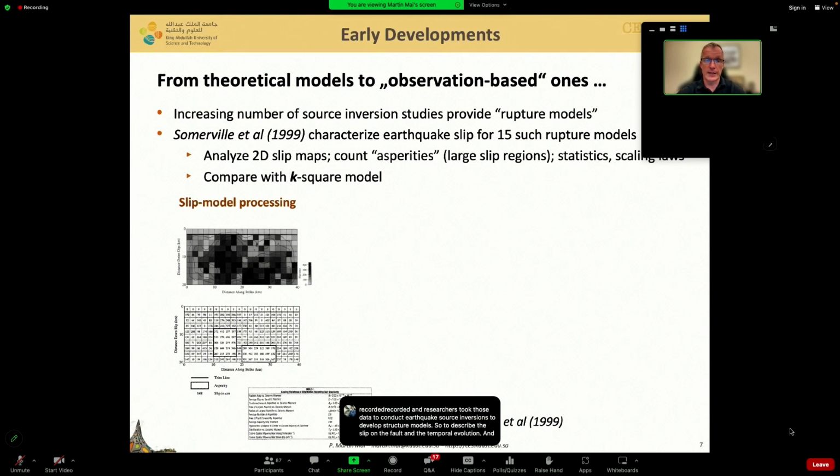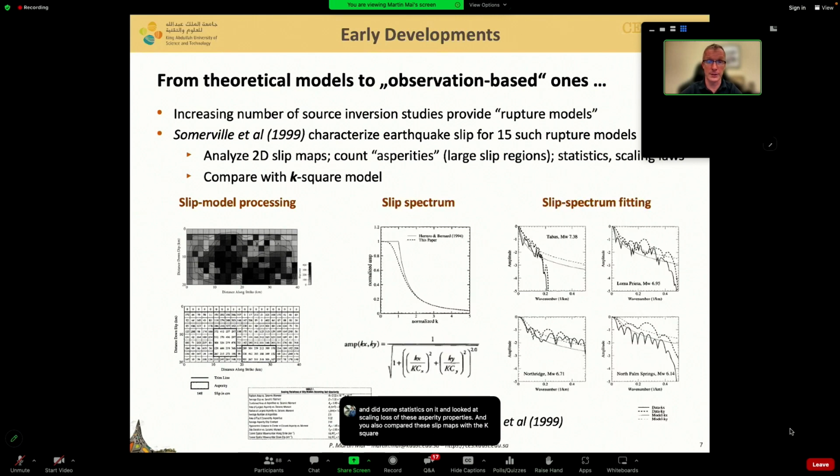And Somerville was, I think, the first one, in his famous 99 paper, to characterize the earthquake slip from these inversions. So he used about 15 rupture models and then, as shown on the very left, processed these in order to understand how slip is distributed. He counted what he called asperities, or large slip regions, and did some statistics on it and looked at scaling laws of these asperity properties. And he also compared these slip maps with the K-square model I just described.